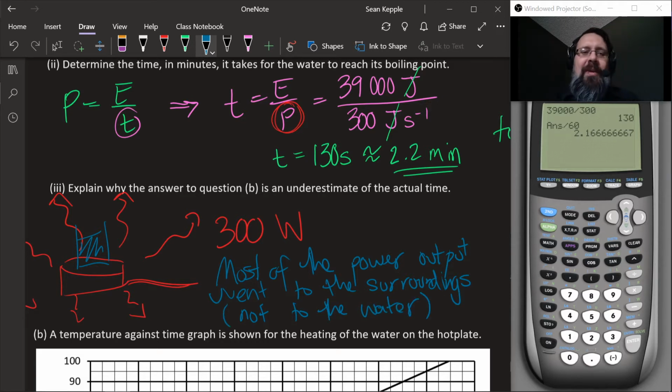So the water is only going to get a fraction of this. Maybe it gets like 10% or 20%. The water is only going to get a little bit, a partial of this 300 watts. So what we want to do now is figure out, well, how much does the water actually get?